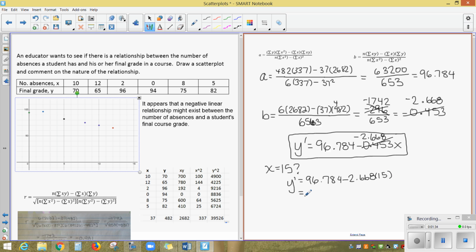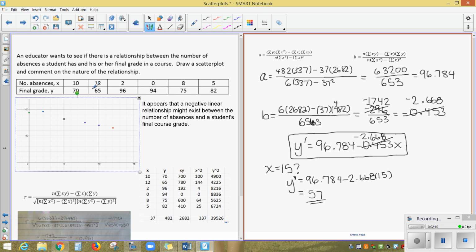And when we push those buttons on our calculator, it is 57 if we round to the nearest whole number. 57%. The one thing to keep in mind with our regression line, and I kind of cheated to go outside the domain here, we only had values between x equals 0 and x equals 12. So maybe this would be a good approximation for x equals 11 or 7 or 6 or 1.